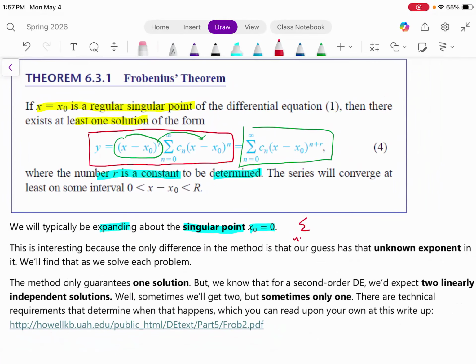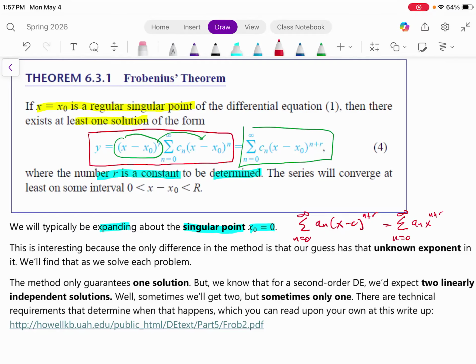So, our solutions will look something like this. I'm going to use A sub n. I just prefer that one better than C sub n. But A sub n, and it will just be like x minus 0 raised to the n plus r. But we would rewrite that as the sum from n equals 0 to infinity of A sub n, x to the n plus r. Okay, so that's what we would be using for our power series solutions, okay?